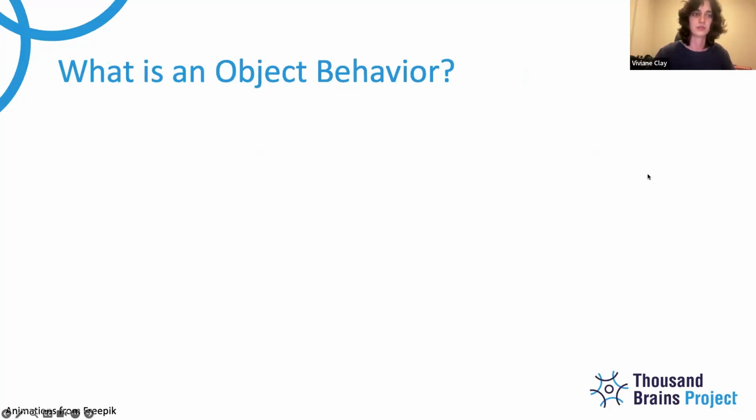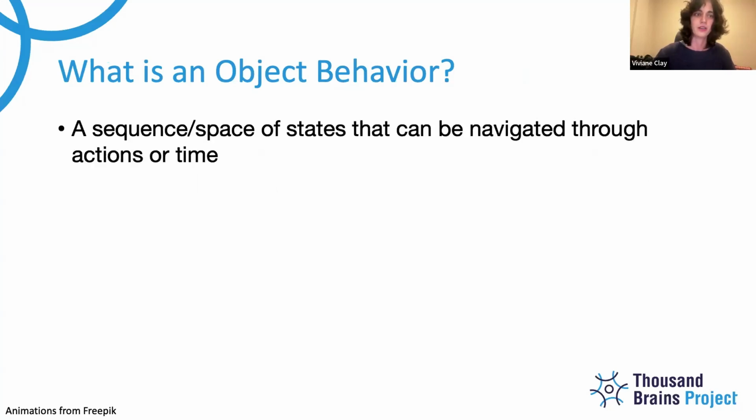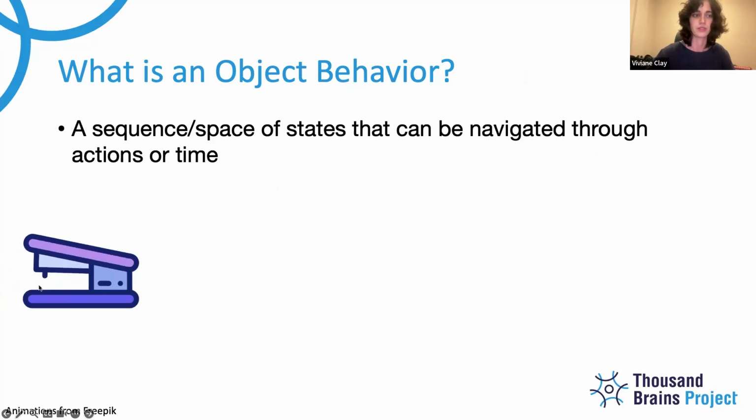So I thought I'd start with defining what an object behavior is, or how we would represent an object behavior. This is just my stab at that. I would describe it as a sequence or space of states that can be navigated through actions or time. So for example, the stapler can be in several different states.